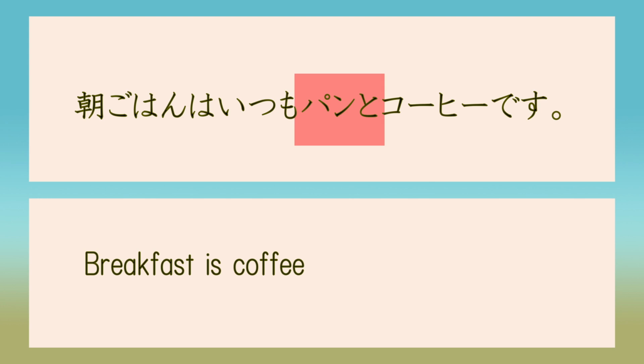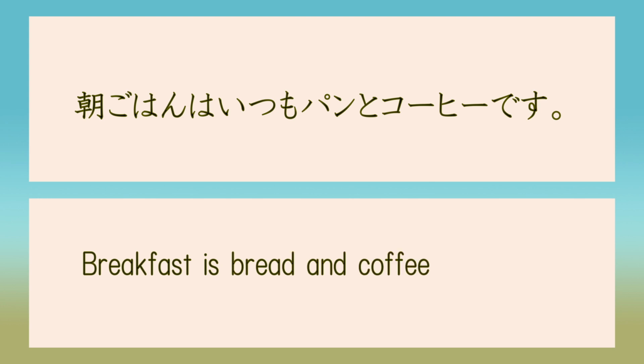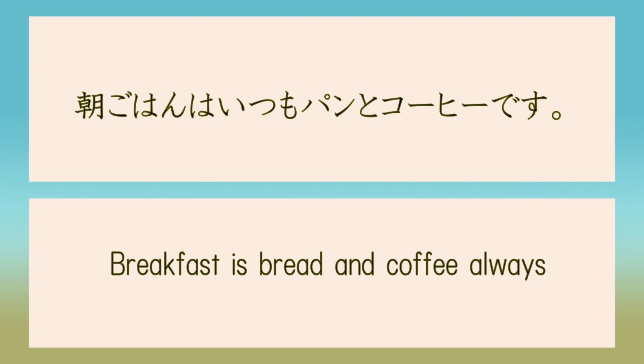And then we have pan to. To is the marker for and, so we're going to say bread and coffee. And then we have itsumo, which is a time indicator, which means always. So our translation here will be the breakfast is bread and coffee always. For this sentence, this is where we're going to apply the fourth rule, because breakfast is bread and coffee always doesn't sound natural in English.